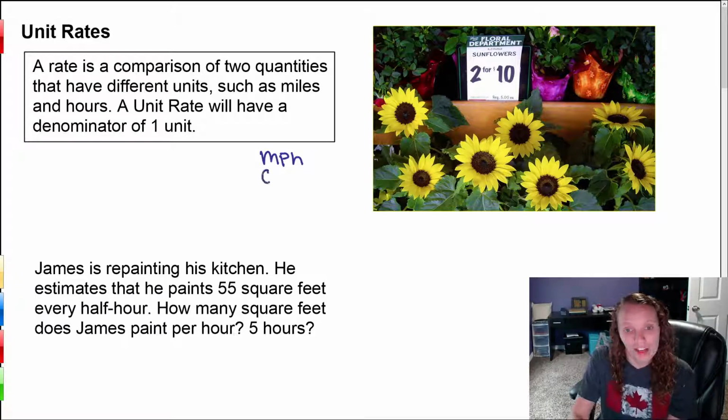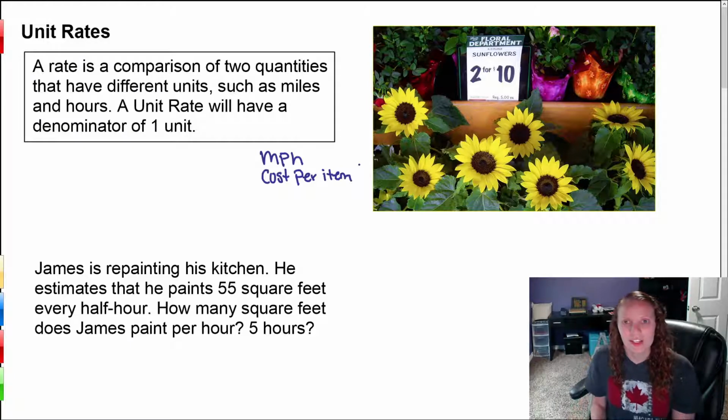The cost per item. If you get 120 MAP pencils for $10, how much does each MAP pencil cost? So with unit rate, we're trying to figure out the cost of just one, or how fast we're going for just 1 hour. So unit rates, remember the number 1.